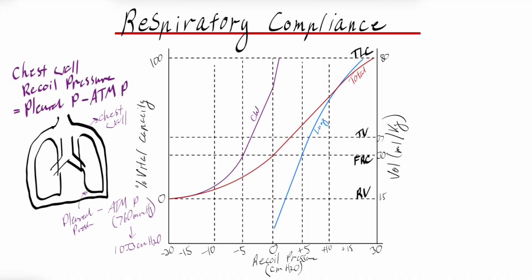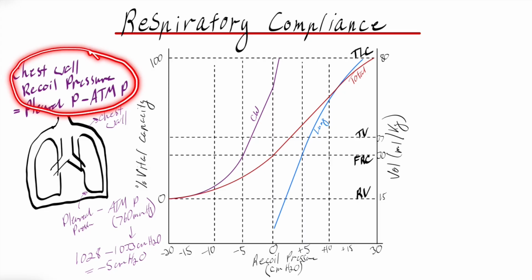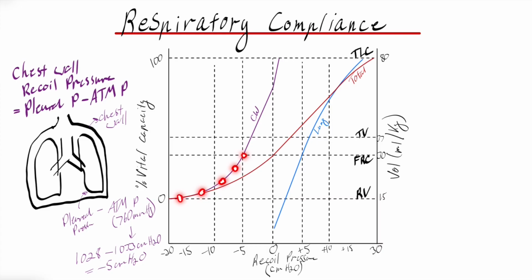So essentially it ends up being 1,028 centimeters of water, which is atmosphere minus 5 centimeters of water. Then you subtract the atmosphere, which is 1,033 centimeters of water, and it'll equal -5 centimeters of water. That gives us that equation: chest wall recoil pressure equals pleural pressure minus atmospheric pressure. You would be able to calculate this throughout if you had an esophageal manometer and you got the patient, at different lung volumes, to hold their breath with their glottis open, letting all airflow stop, and then you would just subtract your atmospheric pressure off.